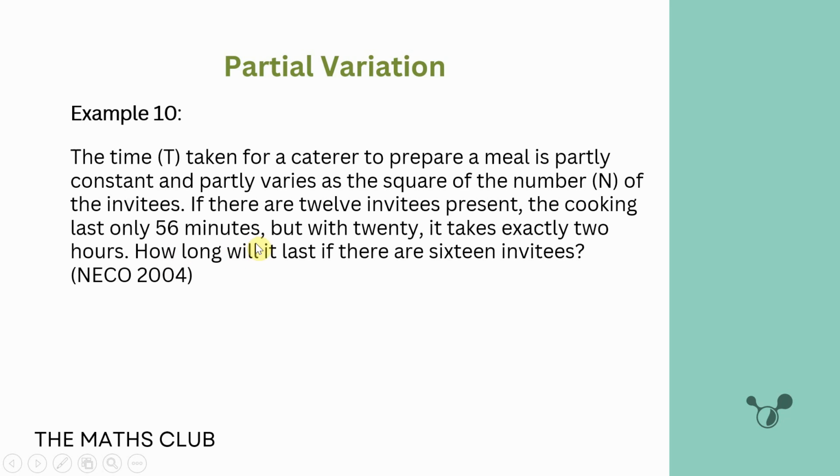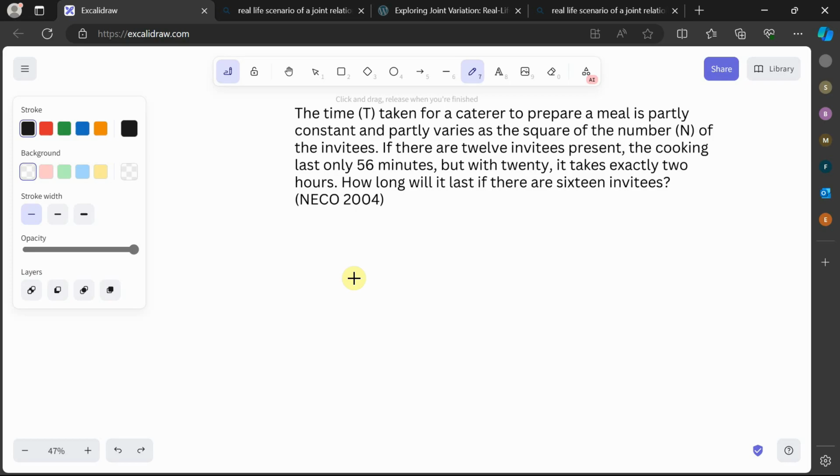How long will it last if there are 16 invitees? So let's solve this together. So we said t is partly constant. Remember when we had partly constant, at that time there was just something like a, with nothing after it. And it says partly varies as the square of the number n. So that would be b n squared.